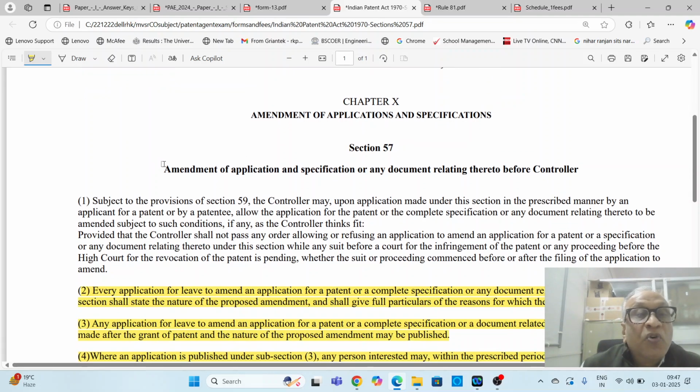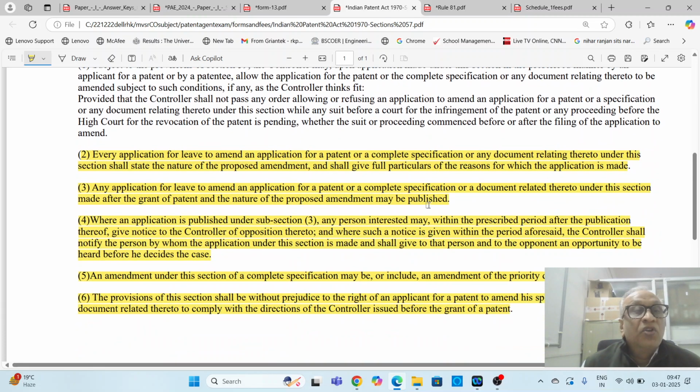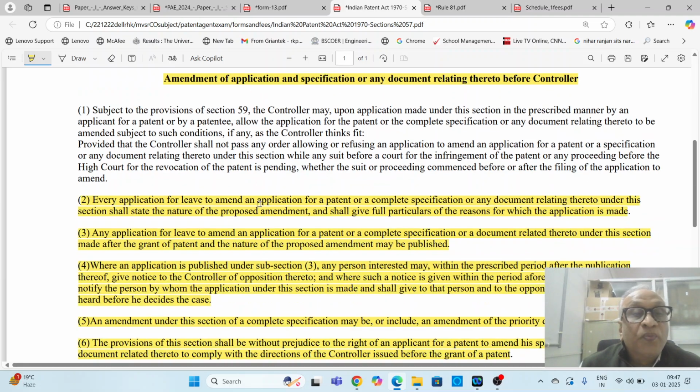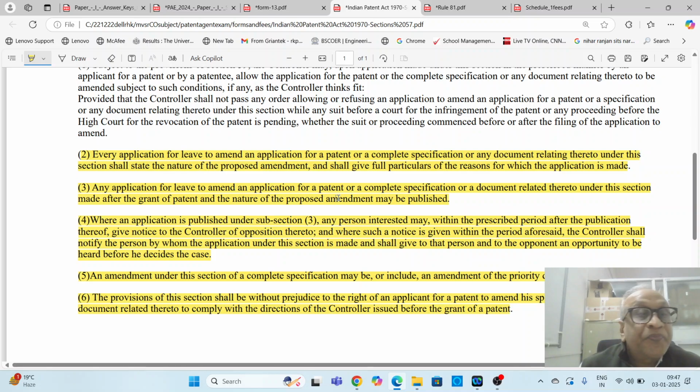Section 57 speaks about amendment of application and specification or any document related thereto before the controller. So for example, somebody wants to amend his application or amend his complete specification. So under this section 57, he can do so. Okay. And he should mention the nature, he should mention the reason why this application is being made. So even after the grant of the patent, this is possible. He needs to mention the nature of the proposed amendment as well as that will be published.